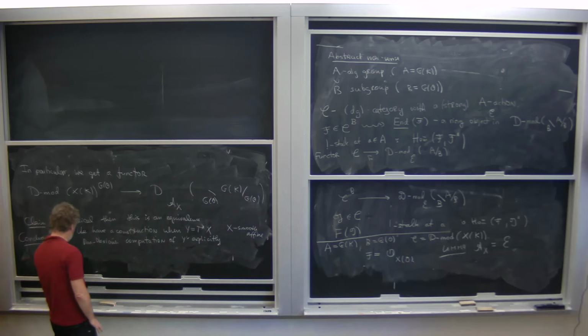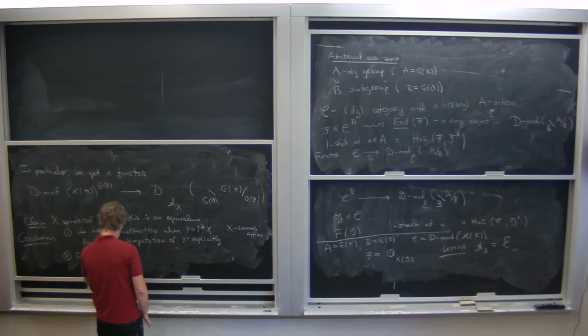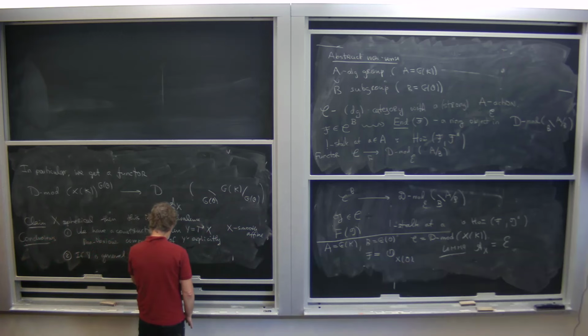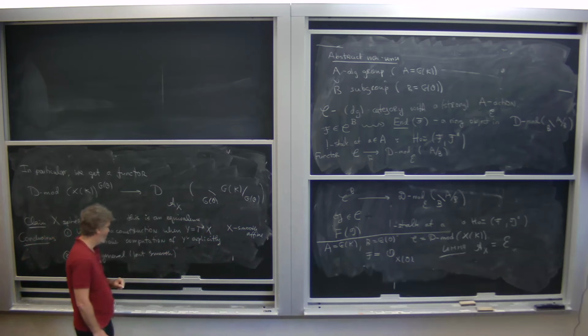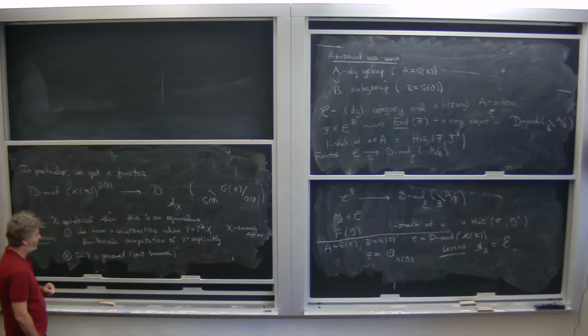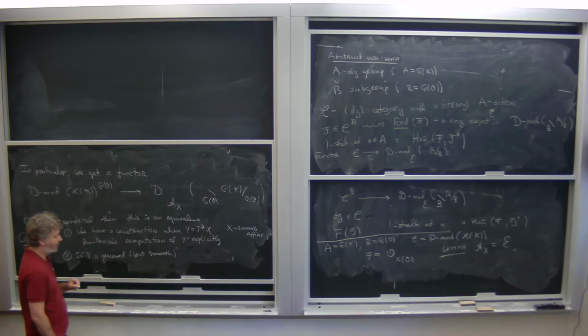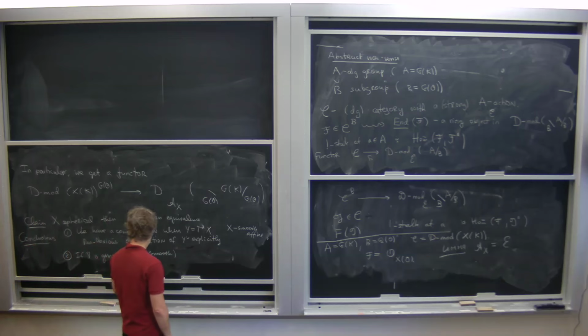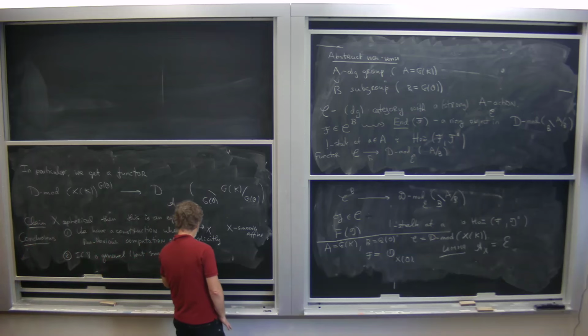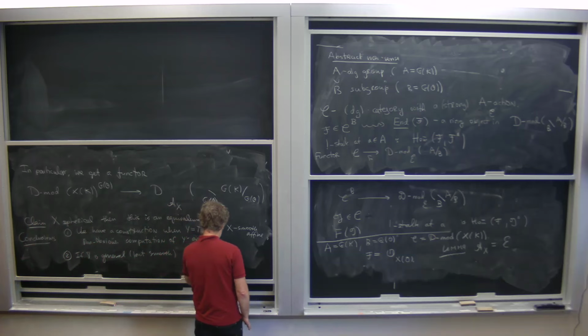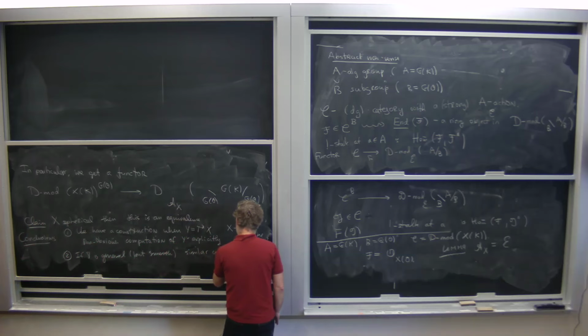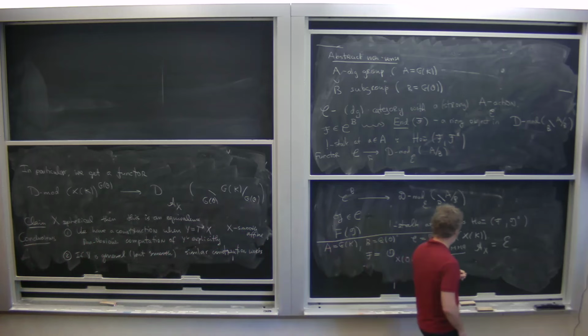Second is that if Y is general but smooth, then a similar construction works, but somehow it's a little bit more problematic. So somehow it's clear what you have to do here.